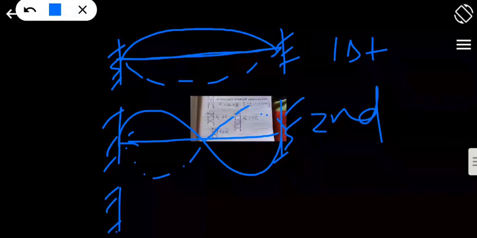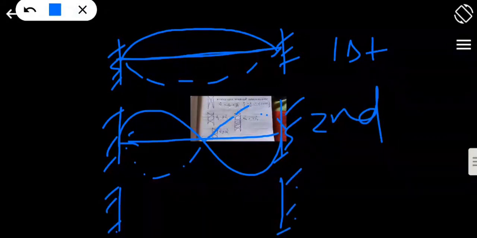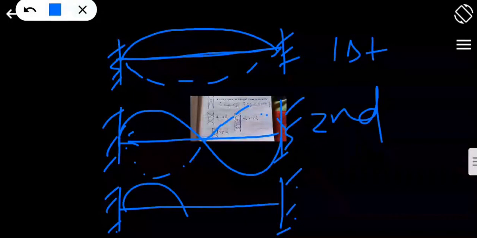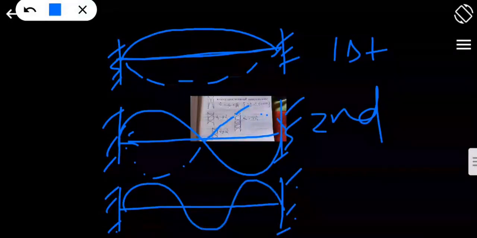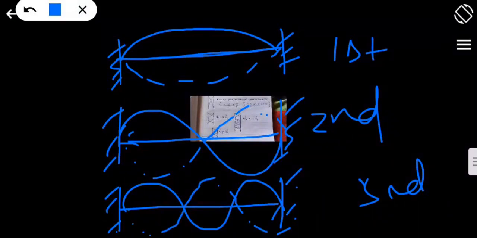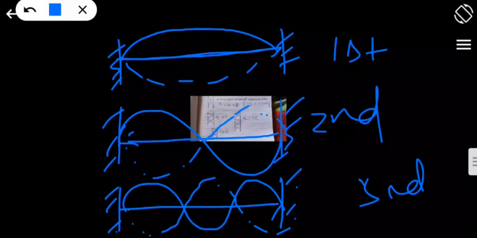Suppose this is the string again. Here you can see one complete wave, here another complete, and another one incomplete. So this is the wave. This is known as the third harmonic, and the reflected wave will return like this.